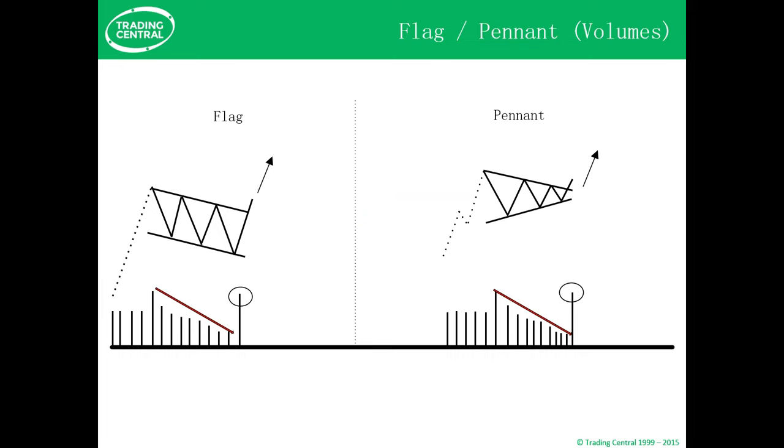For the volume, we can see that there is extremely heavy volume before the point at which the formation begins, and as it develops, volume gradually dries up to almost nothing, and the market just waits for the price to explode out of the completed formation. You can see there is heavy volume on the breakout. And so it is with the pennant pattern.